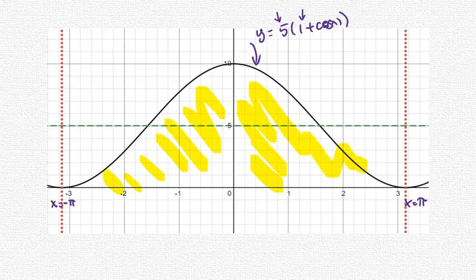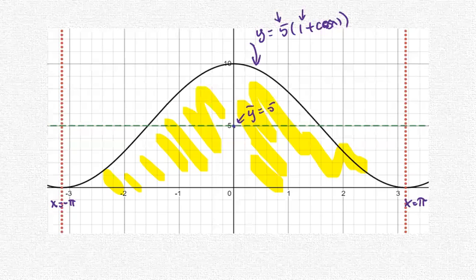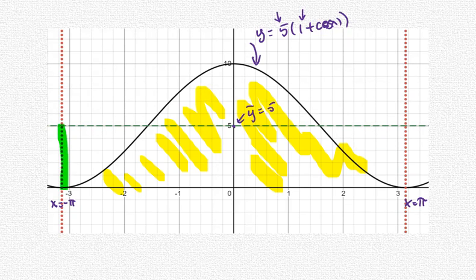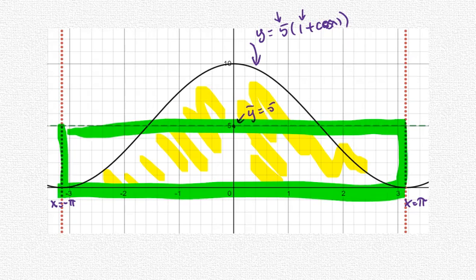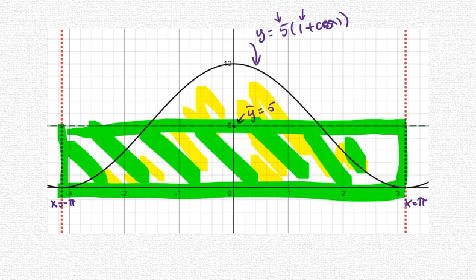We found the average function value, the y bar, as the value 5. It can be explained by the area of the rectangle with height 5 and width 2 pi being the same as the area under the curve of the function y between the curve and the x-axis, or the yellow area equals the green area.